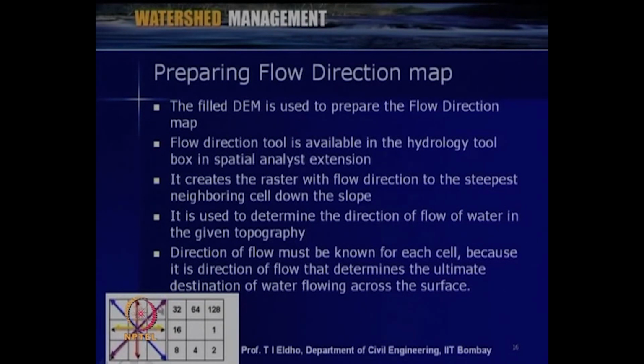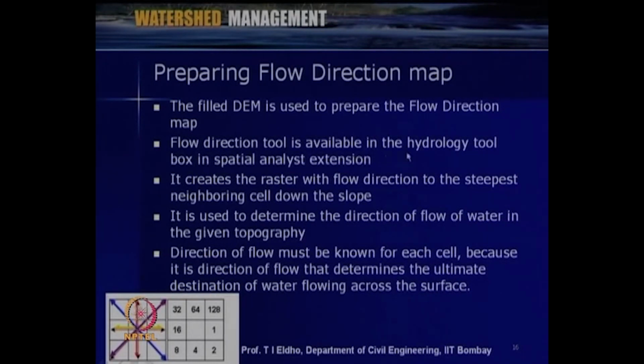We can have different options, like either downward, to the right, to the left, or upward, or say in the 45 degree direction like this. So, different options are available. Depending upon the elevation variation, we have to identify how the flow is taking place. So, the field DEM is used to prepare the flow direction map.